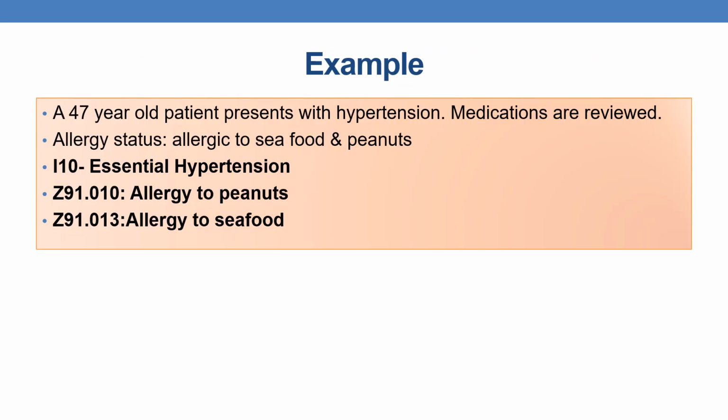Now let us see a final example. A 45-year-old patient presents with hypertension. Medications are reviewed. And if you see the allergy status, it is indicated that the patient is allergic to seafood and peanuts. So first, patient is presenting with hypertension and medications are reviewed. So first code is I10 to indicate essential hypertension, followed by Z91.010 to indicate allergy to peanuts status, and then Z91.013 to indicate allergy to seafood.